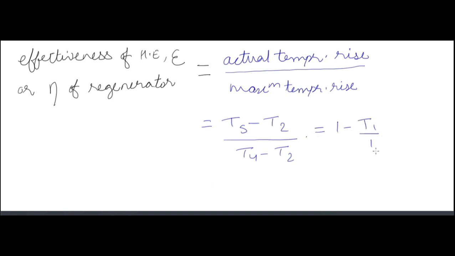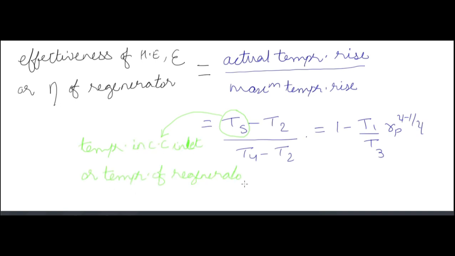is equal to 1 minus T1 by T3 into Rp to the power gamma minus 1 by gamma. Now this T5 is the temperature at the combustion chamber inlet, or the temperature of the regenerator. We will see this T5 value again.